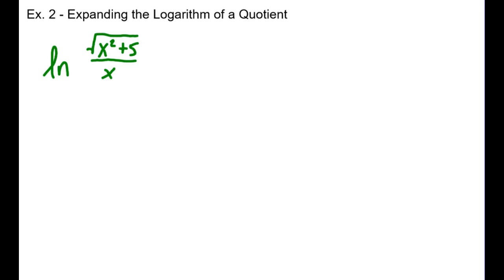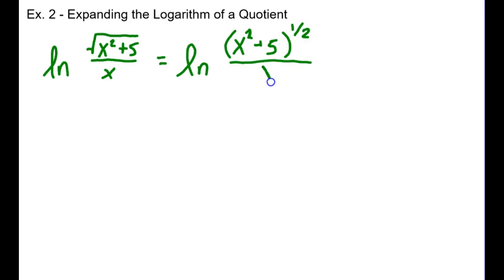Example 2, we're going to expand the logarithm of a quotient. So in this problem, we're going to have to use the quotient property, and then we're actually going to have to use the power property as well. First, we want to rewrite this. It's easier to rewrite this with exponents rather than radicals. So this is the same as the natural log of x squared plus 5 raised to the 1/2 power, all divided by x.